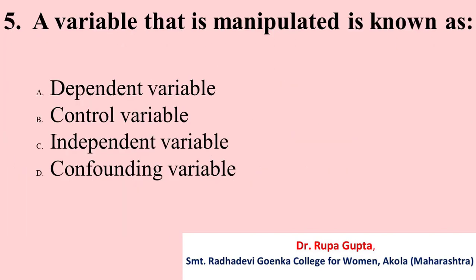Question number 4. A variable that is manipulated is known as Option A, dependent variable. B, control variable. C, independent variable. D, confounding variable. And the correct answer is C, that is independent variable.